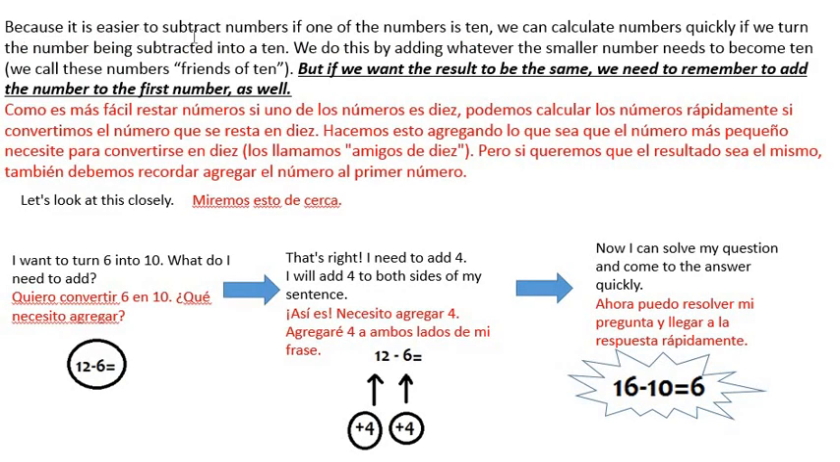Because it is easier to subtract numbers if one of the numbers is 10, we can calculate numbers quickly if we turn the number being subtracted into a 10. We do this by adding whatever the smaller number needs to become 10. We call these numbers the friends of 10.